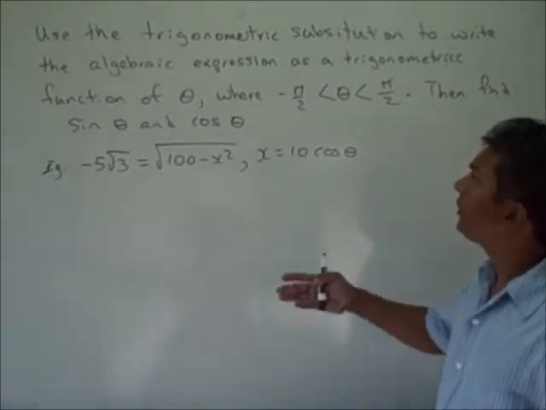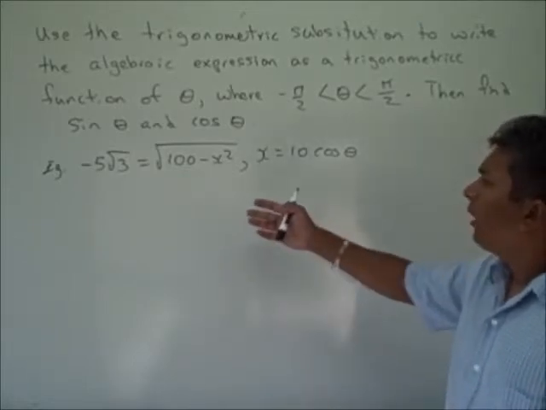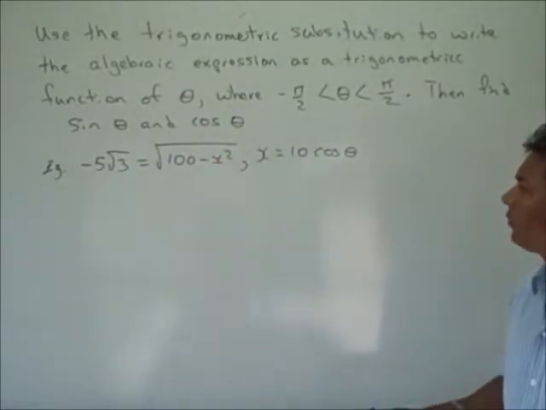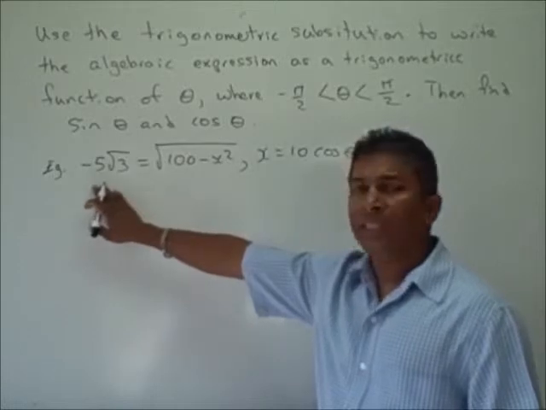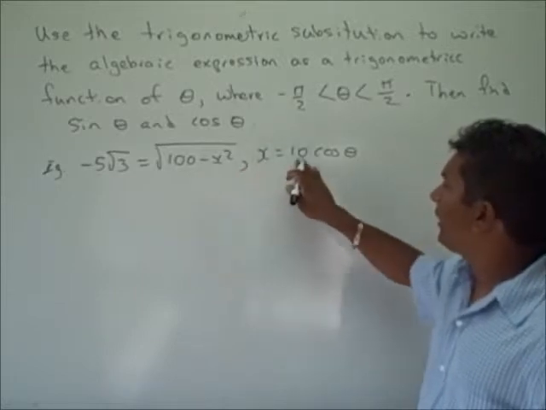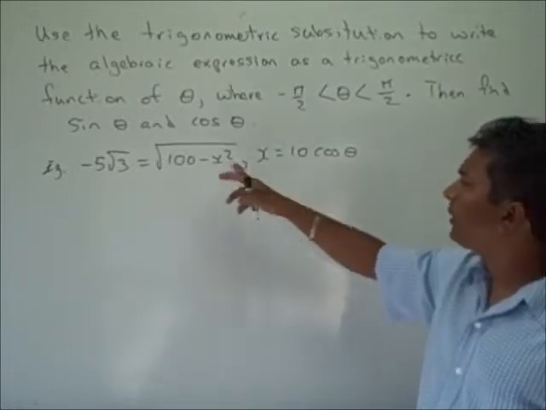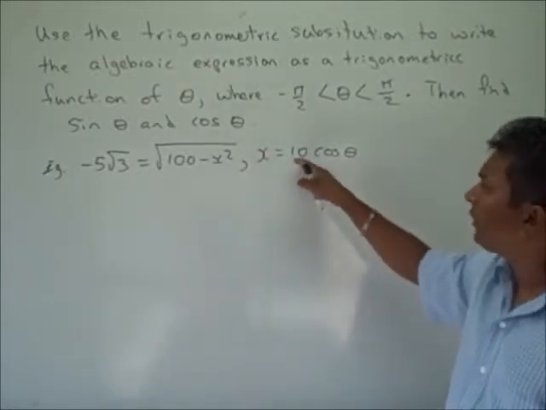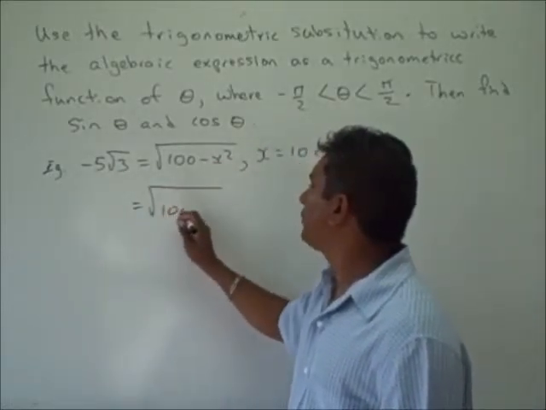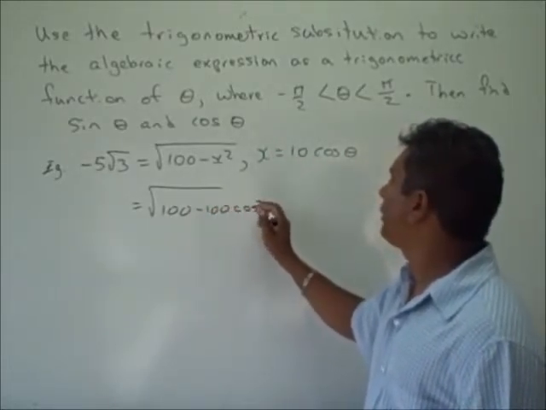In this example, we're going to use trigonometric substitution to simplify an algebraic expression, and also to find sine theta and cosine theta in this equation. Here, our equation is negative 5 square root of 3 is equal to the square root of 100 minus x squared. We're told that x is equal to 10 cosine theta. Now, similar to our previous problem, we're going to replace x with 10 cosine theta, and then we're going to square it since it's x squared. So this will give us the square root of 100 minus 100 cosine squared theta.